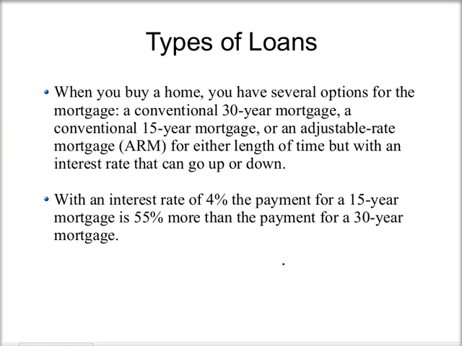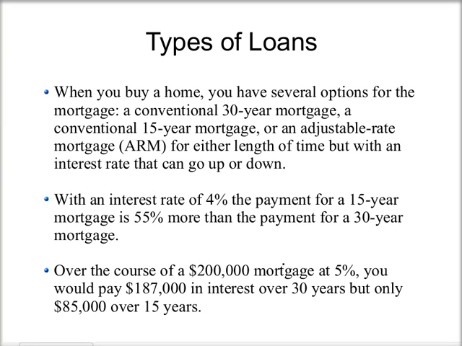If you get a conventional mortgage with an interest rate of 4%, for a 15-year mortgage, the payments for that mortgage are going to be 55% more than they would be if you got a 30-year mortgage. So even though the monthly payment here is more for the shorter 15-year mortgage, you're paying those payments for only half as long, so overall you're going to end up paying less money.